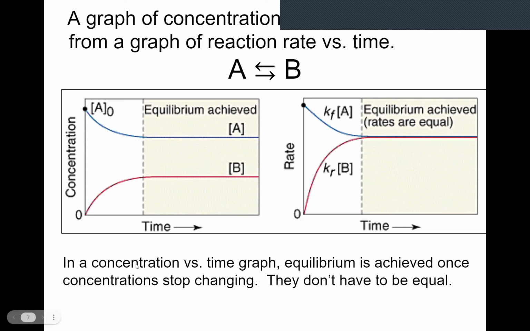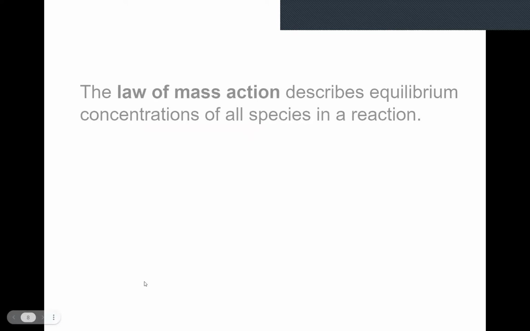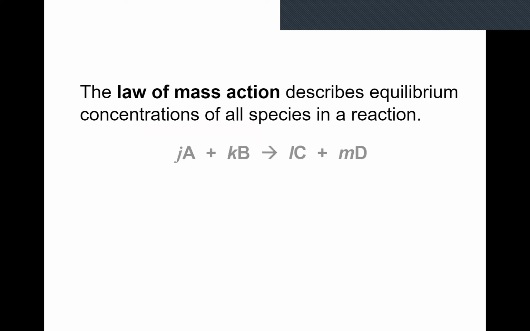So, concentration versus time graph, we know that we've got equilibrium when the concentrations stop changing. But in the rate versus time graph, they have to actually touch each other. Now, we can write this out and put numbers to it. But first, I want to talk about a law called the law of mass action. This describes equilibrium concentrations of all species in a reaction.